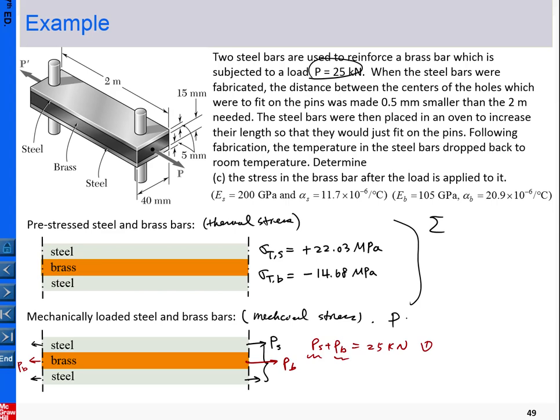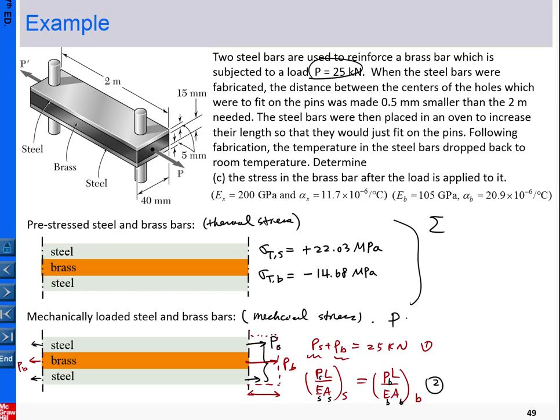We need another equation. Another equation is this. You can see the two materials right now are pinned, so they must undergo the same deformation, so their deformation must be the same. That means PL over EA for steel must be equal to PL over EA for brass, and for steel basically this is PS, and for brass this is PB, and you pick up any relative information here. So that's the second equation.